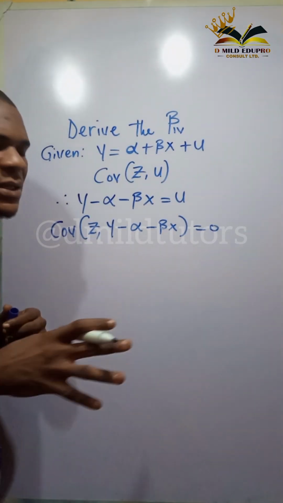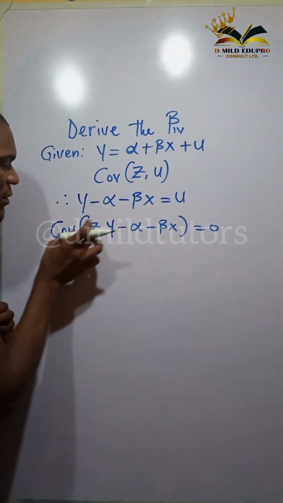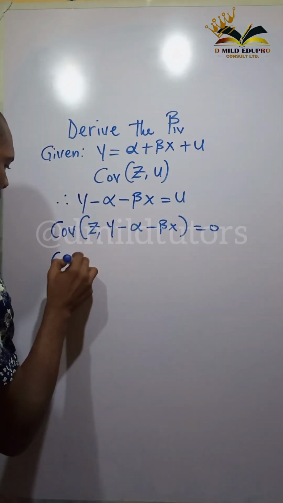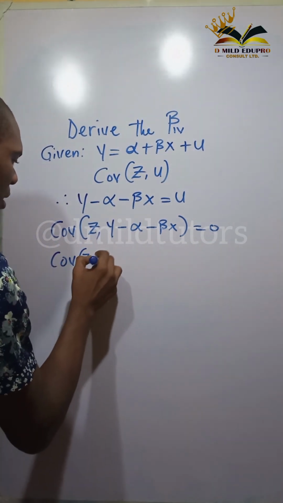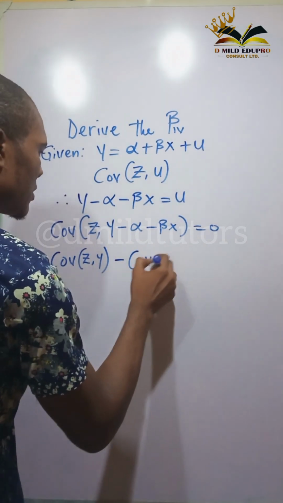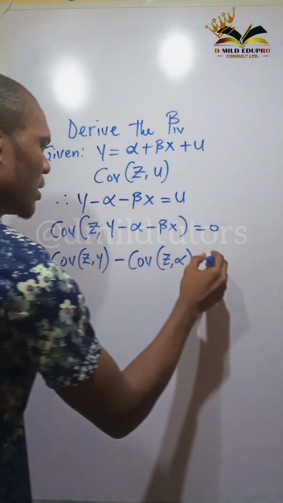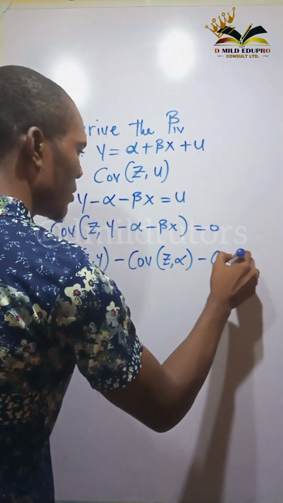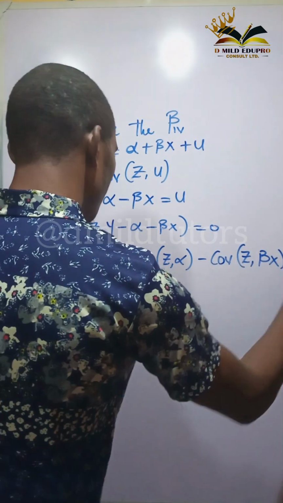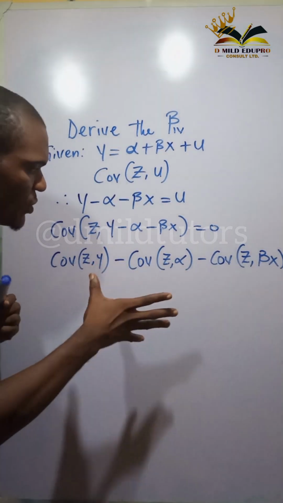All right, now the next thing we have to do is to distribute the covariance for each of these: the covariance of z to y, the covariance of z to alpha, the covariance of z to beta x. So we have the covariance of z comma y, we now have minus the covariance of z comma alpha, minus the covariance of z comma beta x, everything equal to 0. Is that okay?